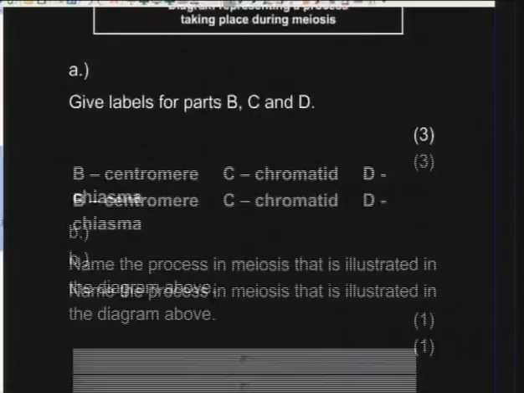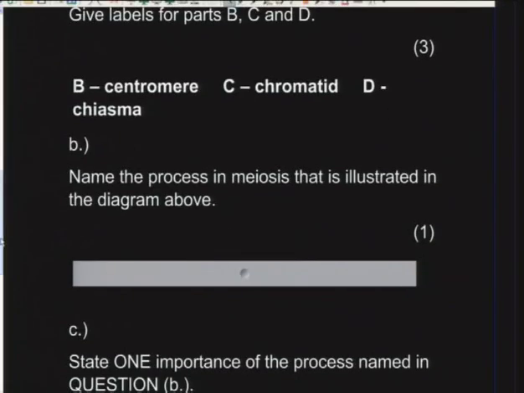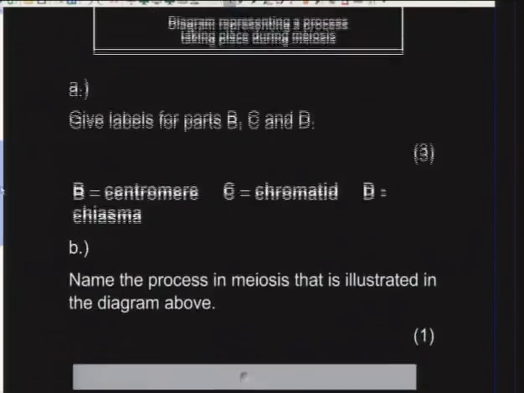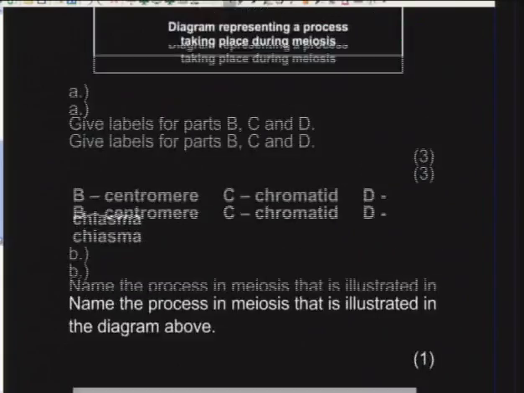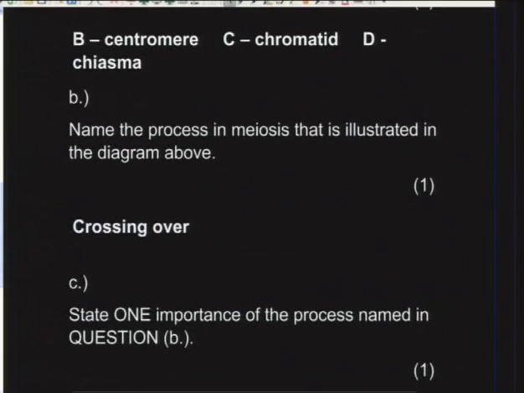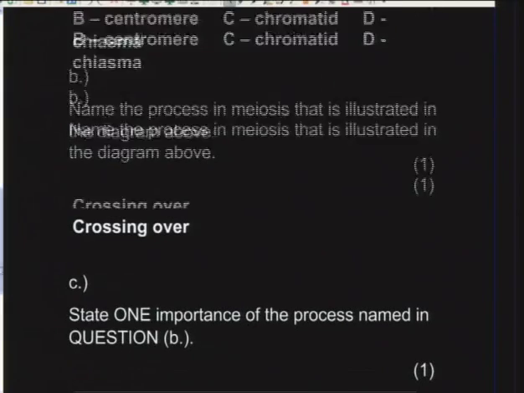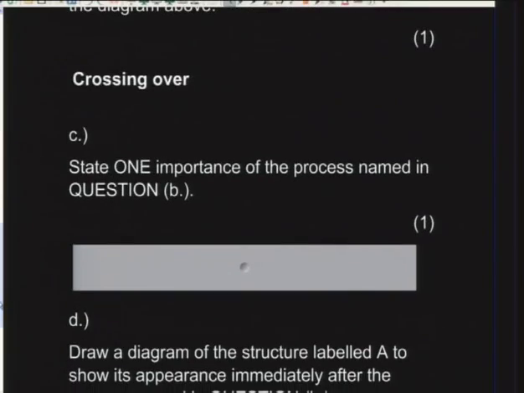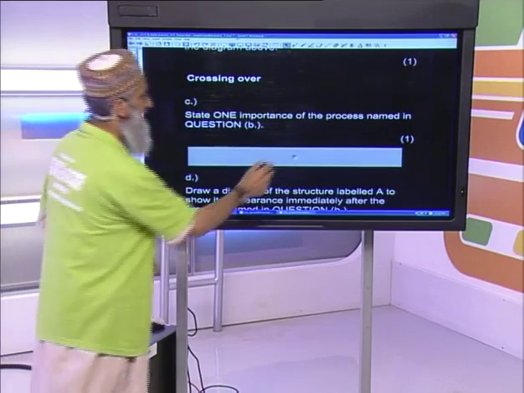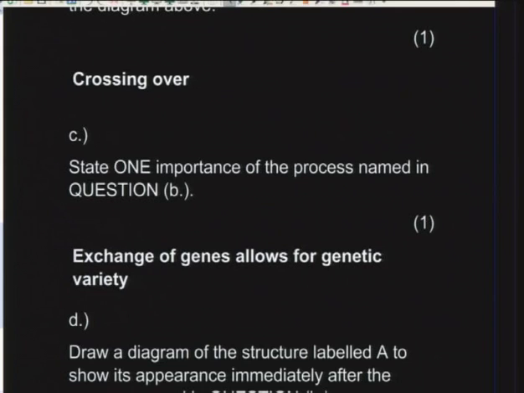There's your answer there. Name the process in meiosis illustrated in the diagram above. What is happening there? Tell me. Yep, it is crossing over. Now, what is the importance of this process? Crossing over, the only importance is exchange of genes allows for genetic variety.